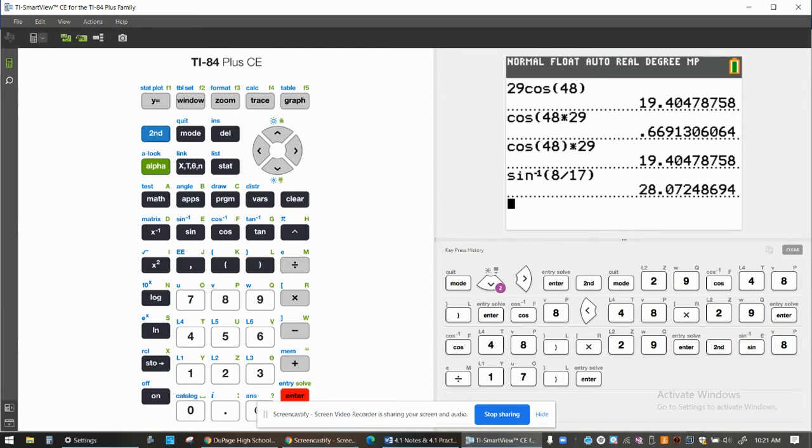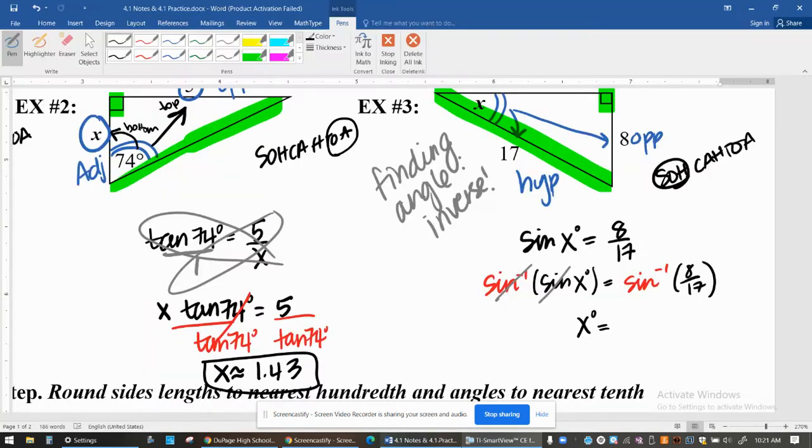And then push enter. Remember, angles, you need to round to the first decimal, so that's going to round to 28.1. 28.1 chickens? 28.1 degrees. Okay? So make sure that you guys are putting the correct units in your answer. Okay? Don't forget the units. We're going to take off points if you forget the little bubble for the degrees.